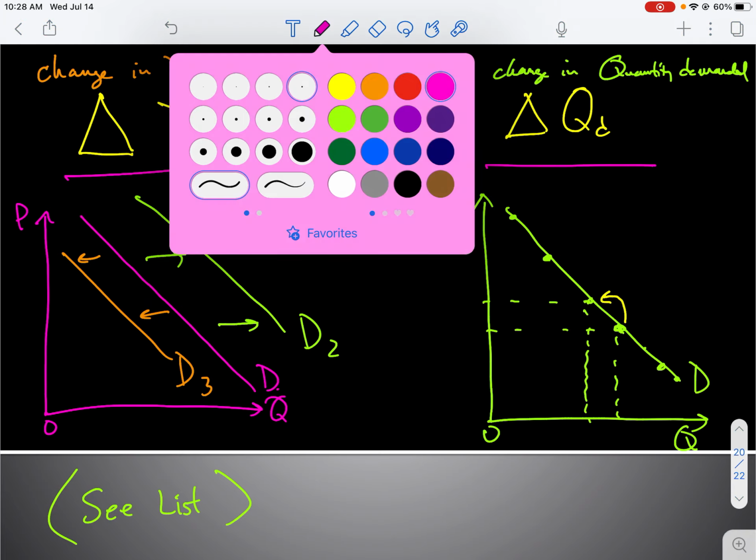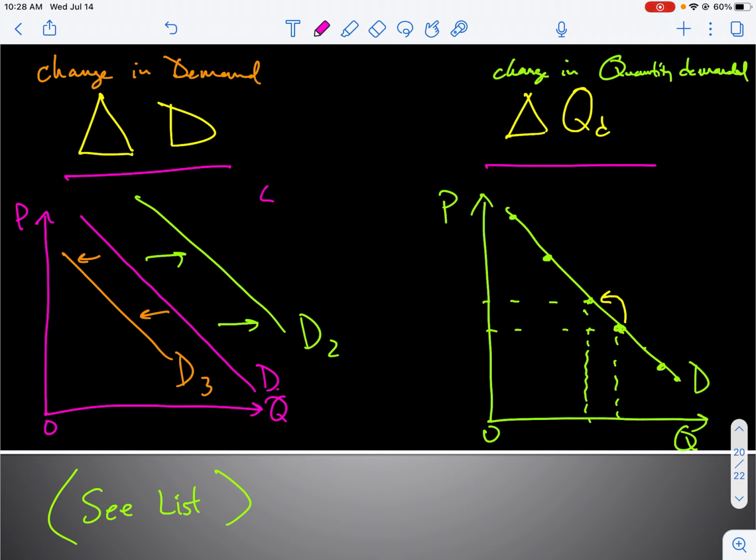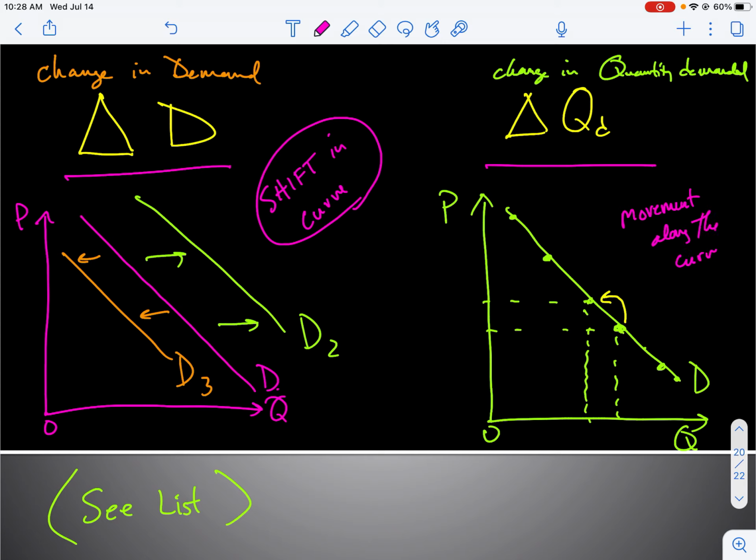We should probably specify that. This is a shift in the curve, and this is a movement along the curve. You're moving from one point on the curve to another point on the curve. And so on the left, change in demand, you can see the list. That's all the things that might cause that, the categories of the kinds of things that would cause it.